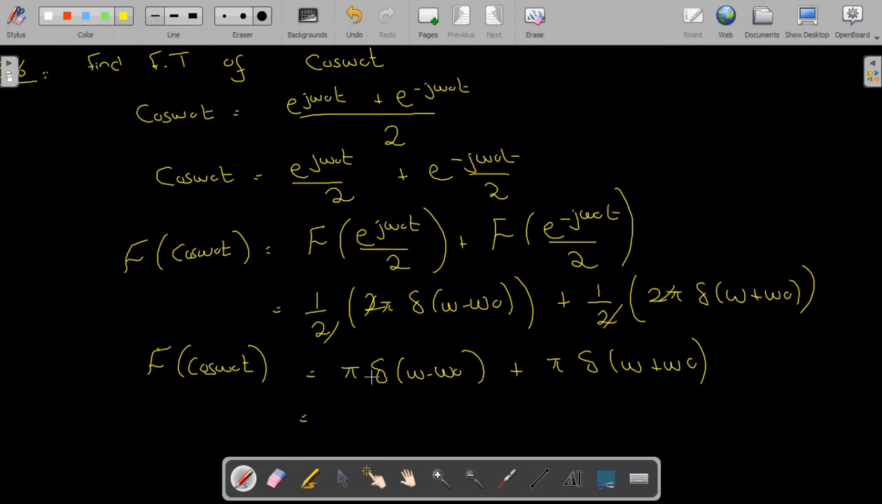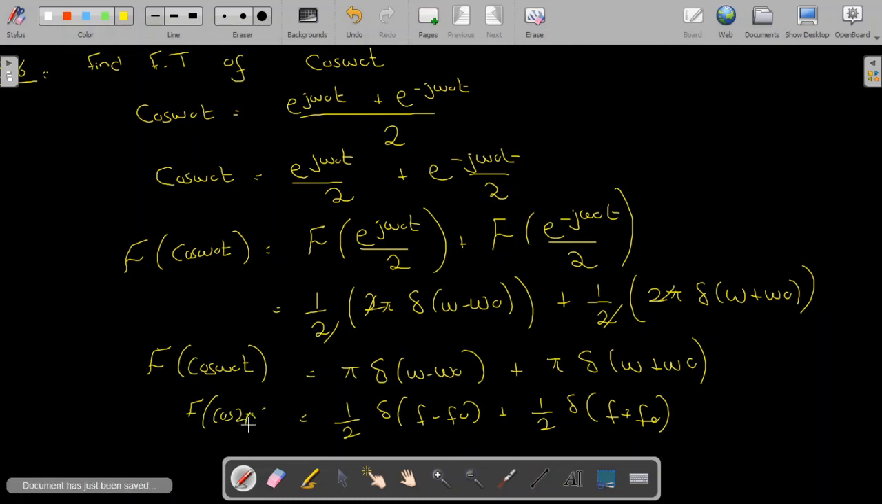And if you want to find it in the simple frequency domain, simply divide by 2 pi. We are going to have 1 by 2 delta f minus f naught plus 1 by 2 delta f plus f naught. This is going to be the Fourier transform of cosine 2 pi f naught t. So let me name it as equation 1 and equation 2, and you can also plot this in the frequency domain.